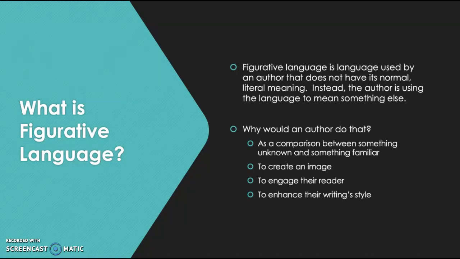And why would an author use words that mean something completely different than their literal meaning? Well, sometimes it's for comparison. Sometimes it's to make sure that the reader can create an image in their head. It's that comparing an image for the description, right? It's part of description. It's also to engage the reader, to make it interesting to read, so it's surprising. Or it also can enhance their writing style.